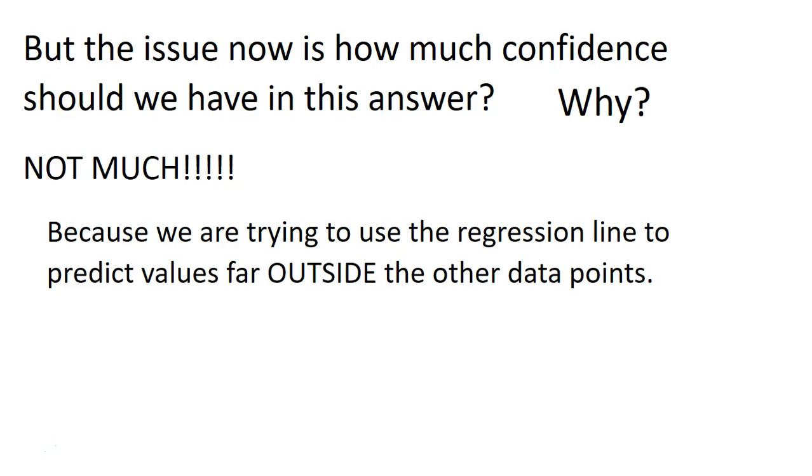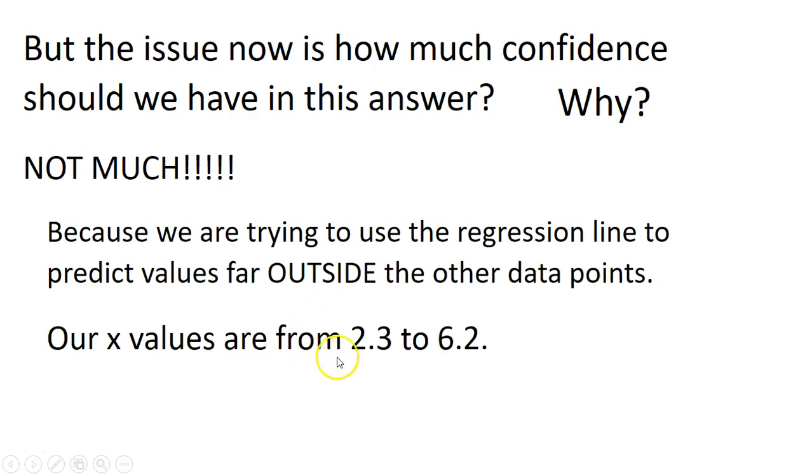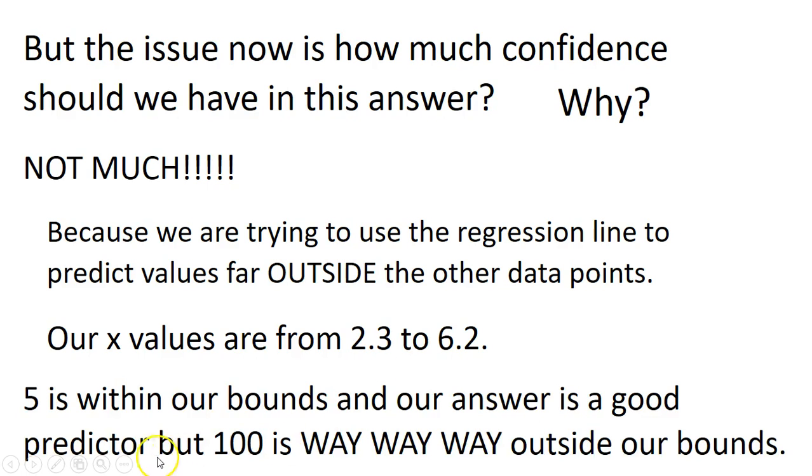So because I don't know what's going to happen, I can only account for and predict things within the range that we were given for the most part. And to be honest, you can predict a little outside, but by a little, I mean a little outside. So our X values are from 2.3 to 6.2, right? Anything in between there, you bet. We can use our regression line to predict that. 5 is within our bounds, so that is okay. That one we can use. That one's good. But 100's way out there. I don't know if it's still going to hold that same pattern, so I can't use that. It's too far outside of our area.